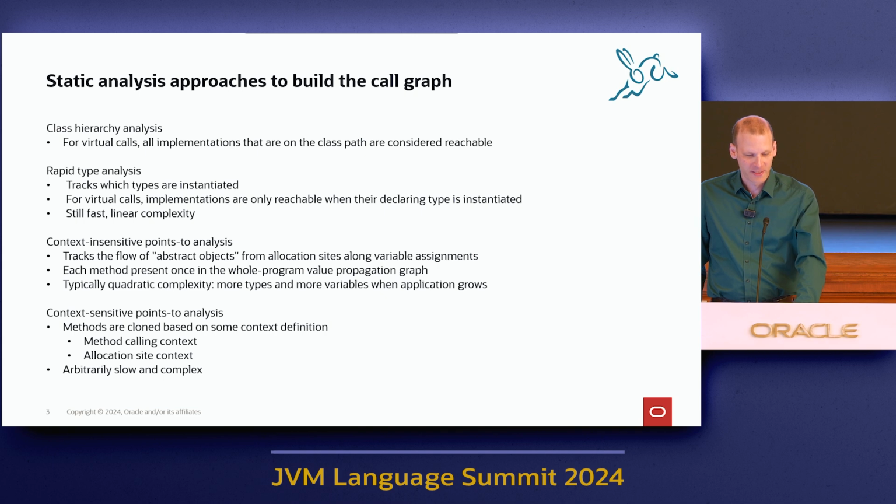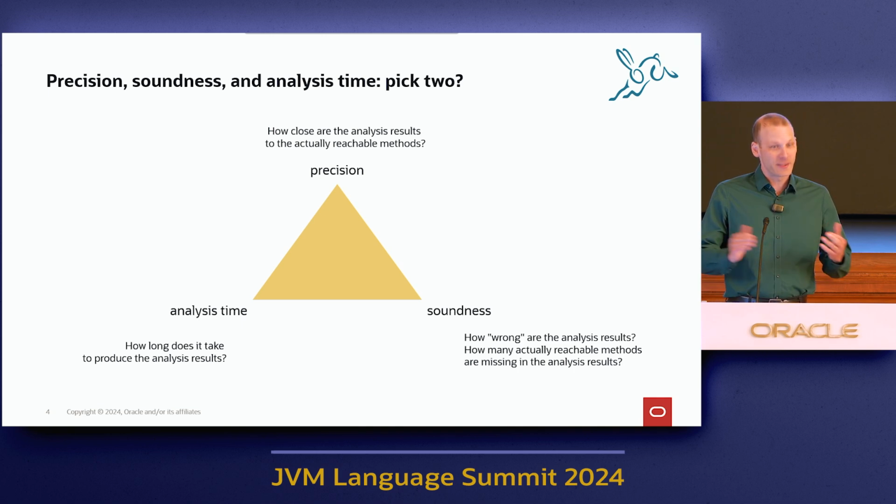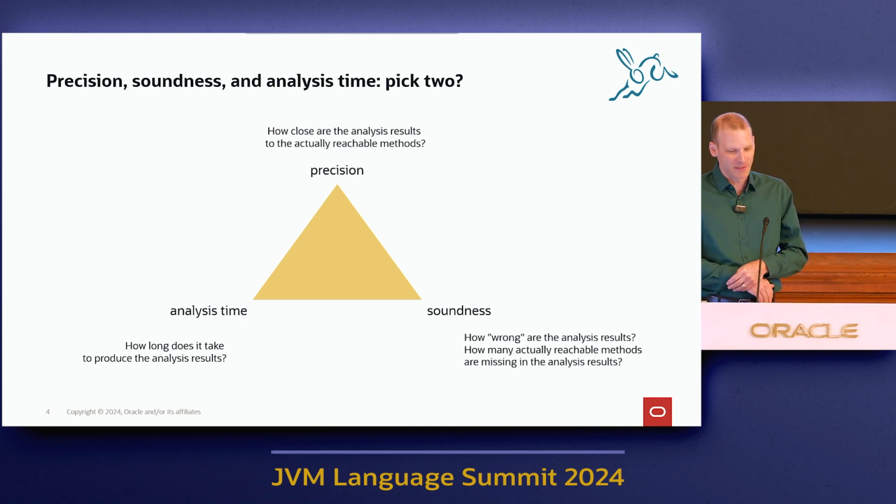And I have some interesting numbers on that later on. So you have already kind of two dimensions. We have precision and we have the time that the analysis takes. Interestingly, there's also a third dimension, which is called soundness. It sounds very strange at first, but basically it's how wrong are my analysis results?